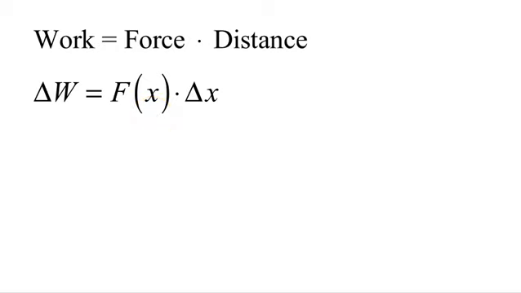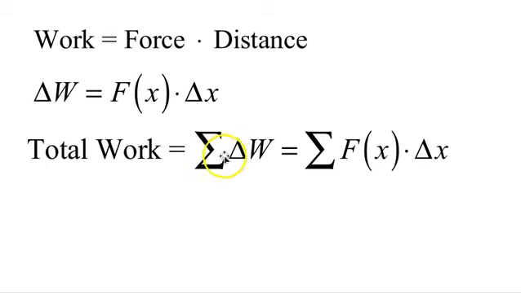Now, the total work will be the sum of all the changes in work. So over a whole bunch of small changes in x, the total work will be the sum of the changes in work, the sum of f of x times change in x. That'll be our total work for some numbers x that are changing, maybe 0 to 5, 1 to 3, whatever that might be. But again, f of x is a variable force. This is for relatively small changes in x.